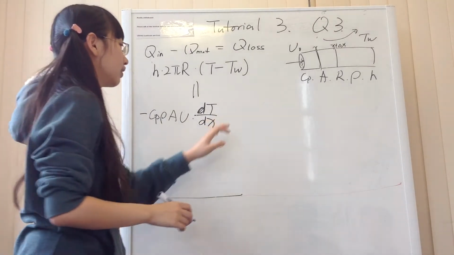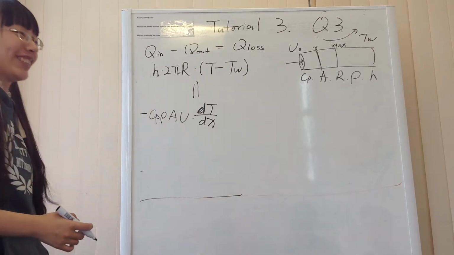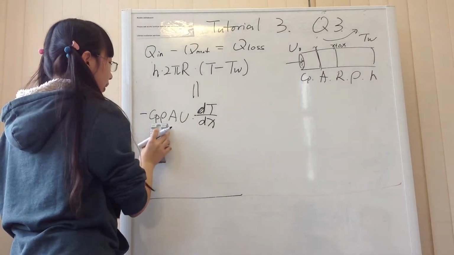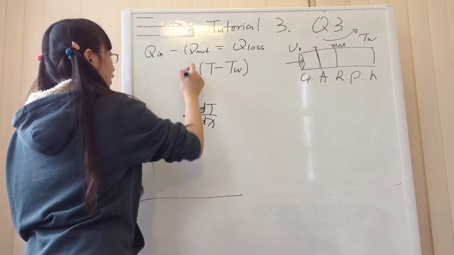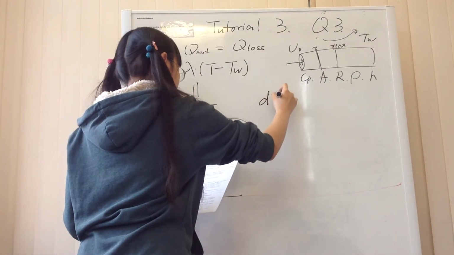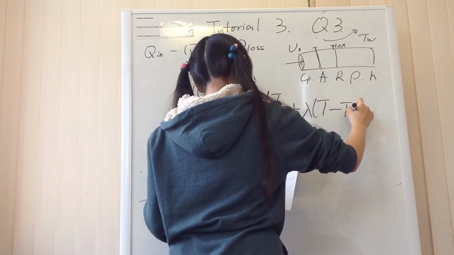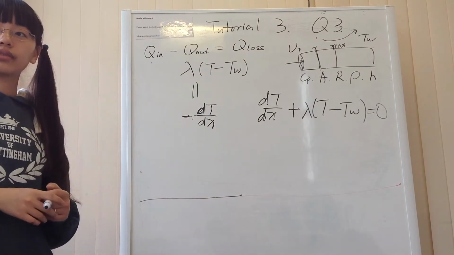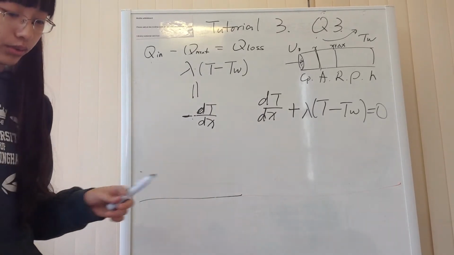I'm not good at analyzing dt over dx itself. I'm good at, okay, here's the equation, there should be a negative sign. And then what you can do is divide both sides by Cp rho AU, and then what he considered as lambda. You put that back, and you get dt over dx plus lambda times t minus tw equals 0. So lambda is that whole thing: 2 pi RH over AU naught rho Cp.